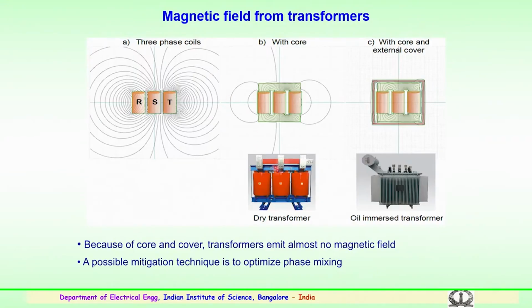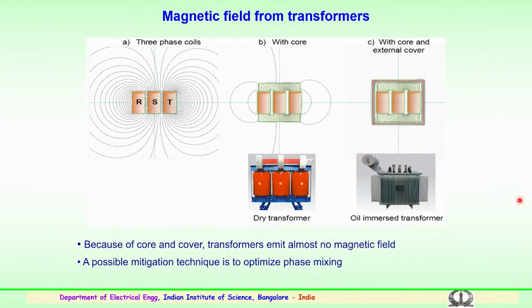These are some examples of where the magnetic field could be generated from the transformer. It could be because of the core, or because of the transformer fields which could be emitted. So, one possible mitigation technique is to optimize the phase mixing. Phase mixing will help in the case of a three core transformer to reduce the magnetic fields which are generated from the transformer. So, various types of transformer.